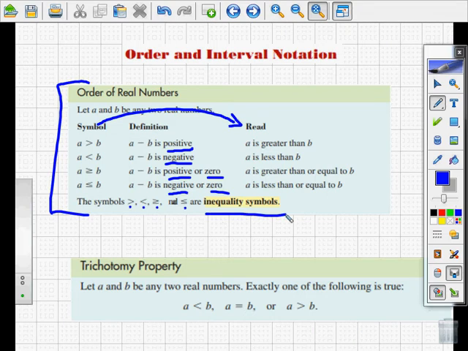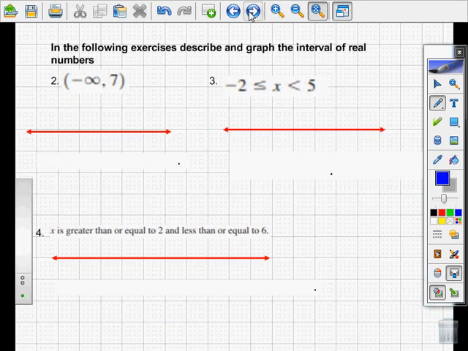Now, continuing with the next table, the trichotomy property. This trichotomy property explains that for any numbers A and B, you may have 3 possible but true answers. A is less than B, A is equal to B, or A is greater than B. With this, we're going to continue with the next slide to solve these exercises.